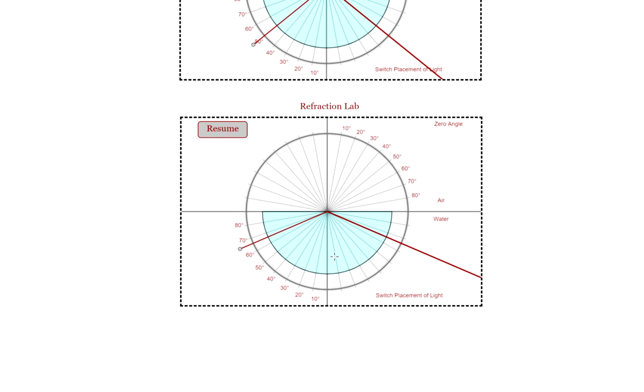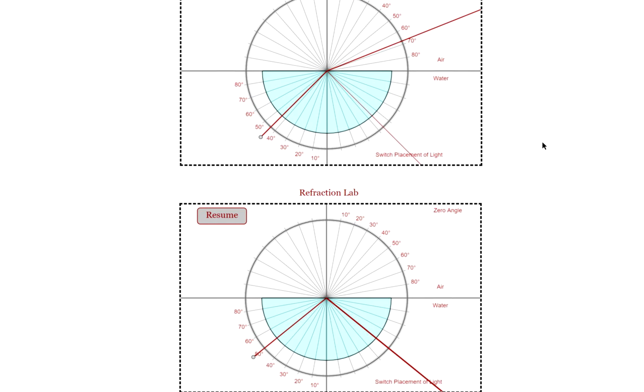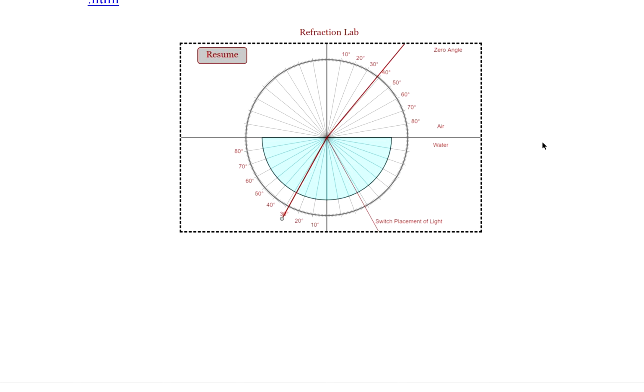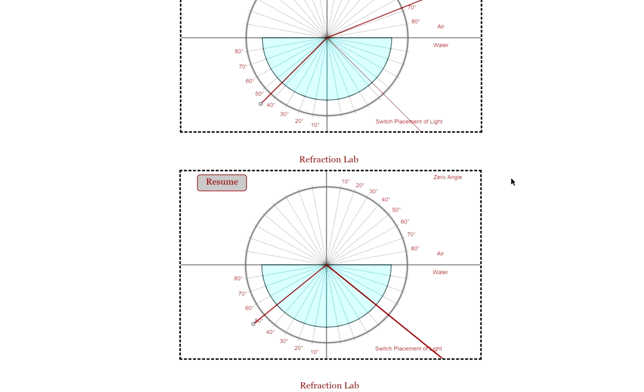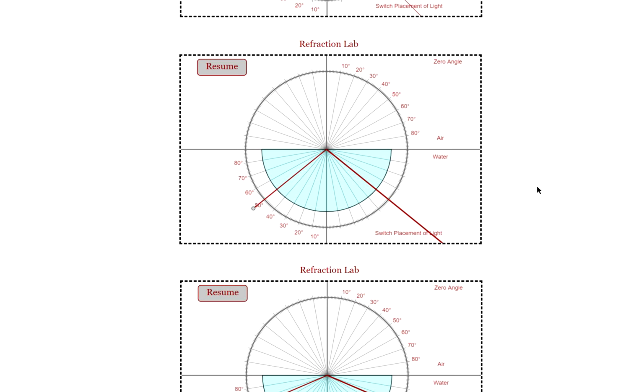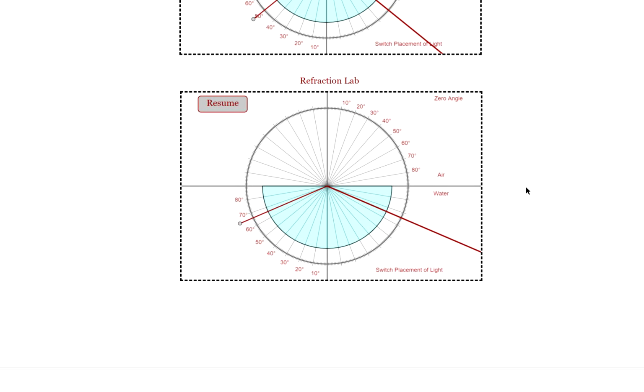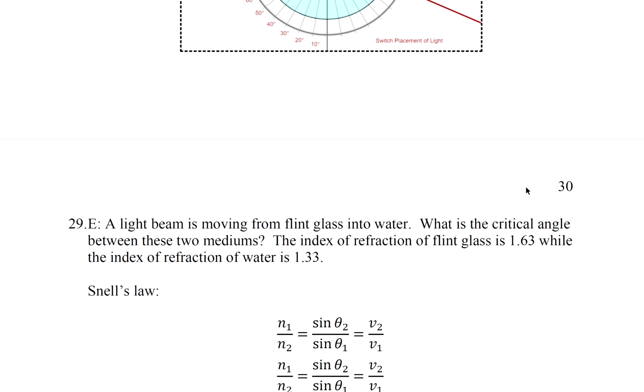And here we've gone beyond the critical angle. Once again, you only get reflection, no refraction. So to repeat, when theta is small, we have reflection and refraction. When theta is bigger, we have reflection and also refraction. There is a theta where we only get reflection. And then if we increase theta more, we only get reflection once again.